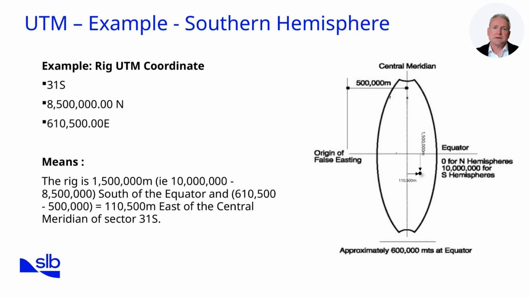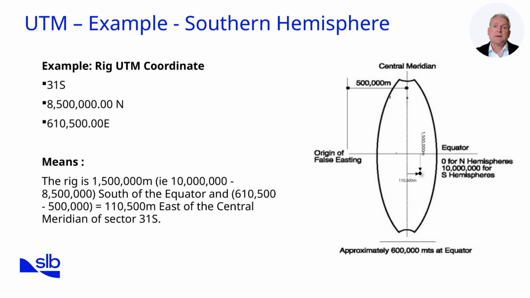In the southern hemisphere, UTM works slightly differently. Let's consider an example. A rig at Zone 31 South with coordinates of 8,500,000 meters north and 610,500 meters east. At first glance, the northing seems to place the rig north of the equator, but recall the adjustment rule. In the southern hemisphere, the equator is assigned a false northing of 10 million meters. To find the actual distance, we subtract: 10 million minus 8,500,000 gives 1,500,000 meters. This means the rig is 1,500 kilometers south of the equator.